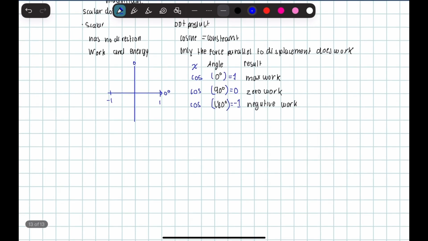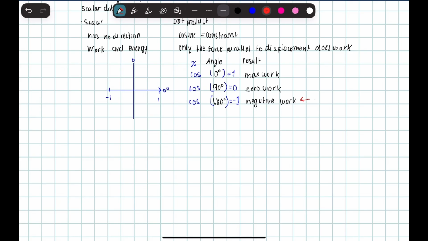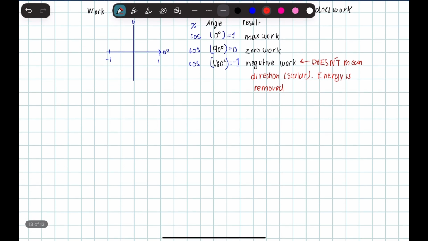And negative work, you need to know that this doesn't mean direction, because remember that work is a scalar. So this means that energy is removed, not relating to direction, because scalars have no direction. Okay, now let's move on to our next concept.